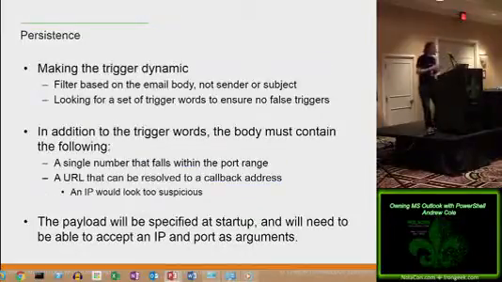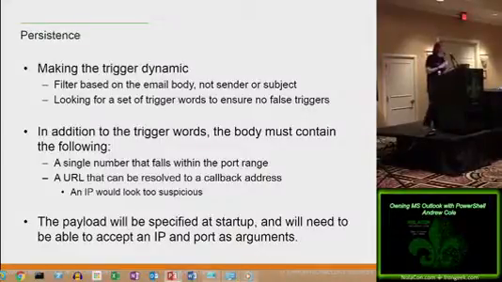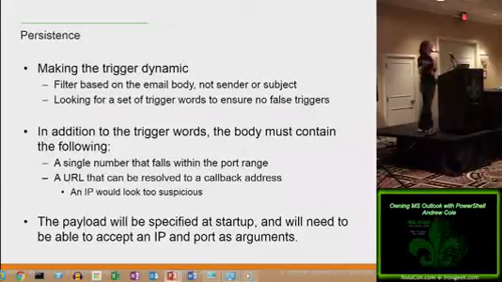So what we're going to do is we're going to make the filter dynamic. So rather than having it come from a set address or with a set subject line, what if we made it so it could be from any sender with any subject line? Our payload could even call back to different IP addresses on different ports. That'd be pretty awesome, right? I call this a dynamic Outlook trigger.